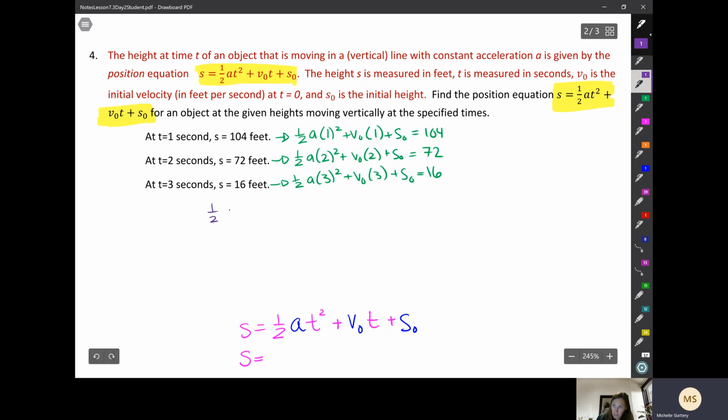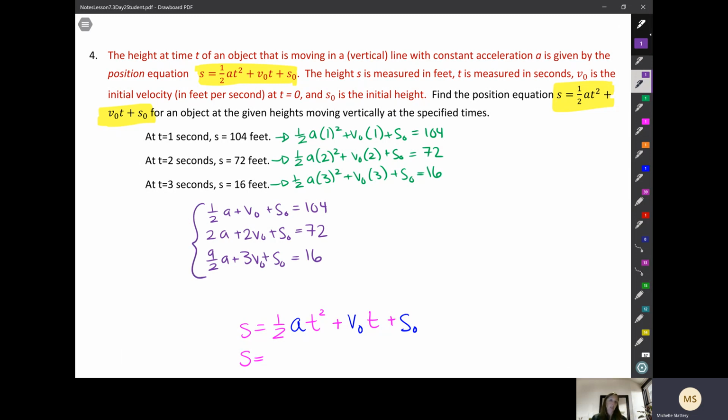I have my first equation is 1/2 A plus V naught plus S naught is equal to 104. Then the second equation simplifies to 2A plus 2V naught plus S naught is equal to 72. My third equation is 9/2 A plus 3V naught plus S naught is equal to 16. So here is my system. And now you guys can use any method that you want to solve this system. You can use row echelon form and back substitution. You can do double elimination that you know from algebra 2. Anything that you want is fine.